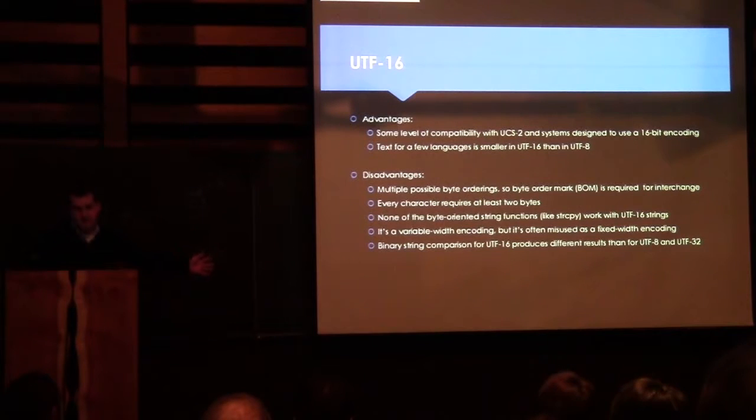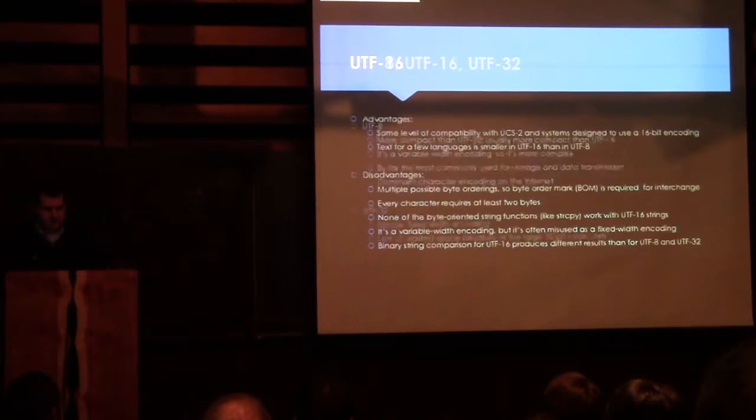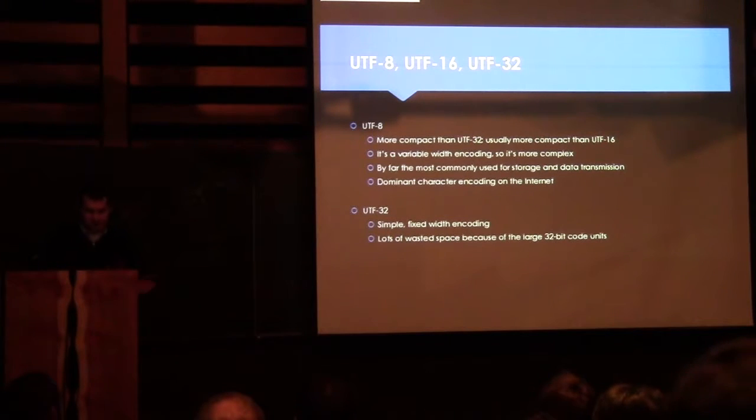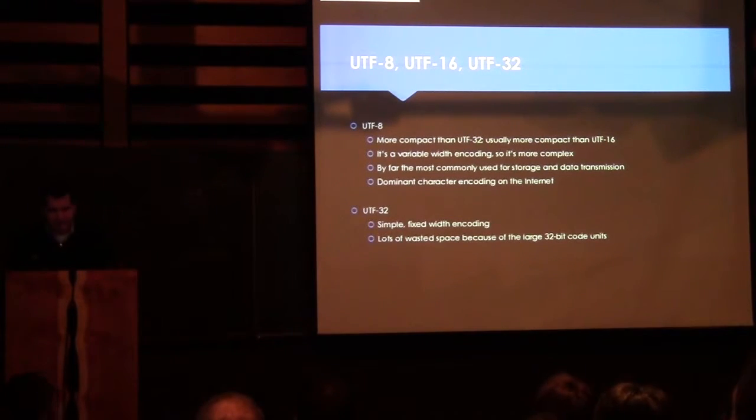All right. So UTF-16 again has a lot of the disadvantages. UTF-8 is more compact than UTF-32 in all possible cases. It's a variable width encoding, so it's more complex, but it's by far the most commonly used for storage and data transmission, and it's the dominant character encoding on the internet. I found a study online that found that out of the top 10,000 websites, 78% of them used UTF-8, and it was 65% out of the top million websites. And many of the others were using either specific encodings for different regions or other things like that.